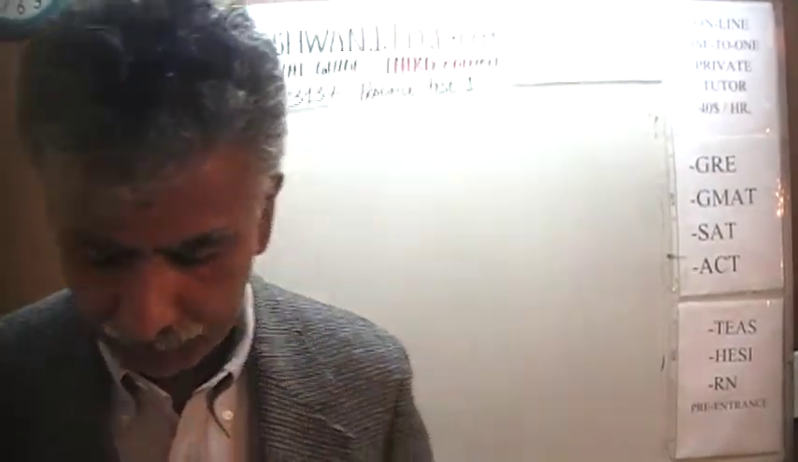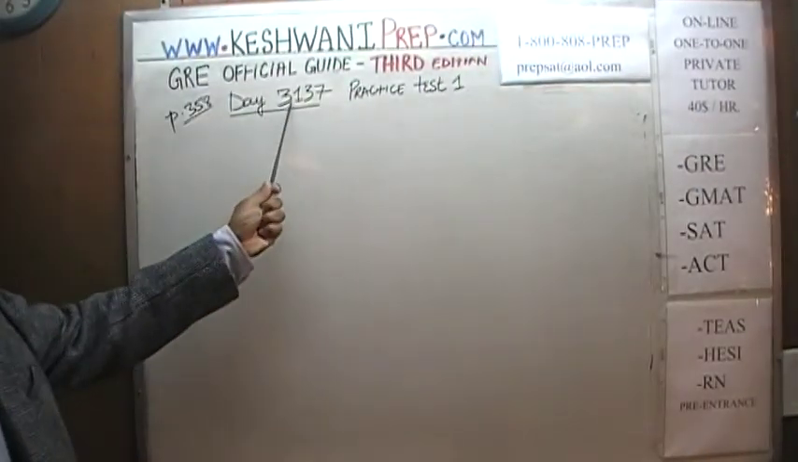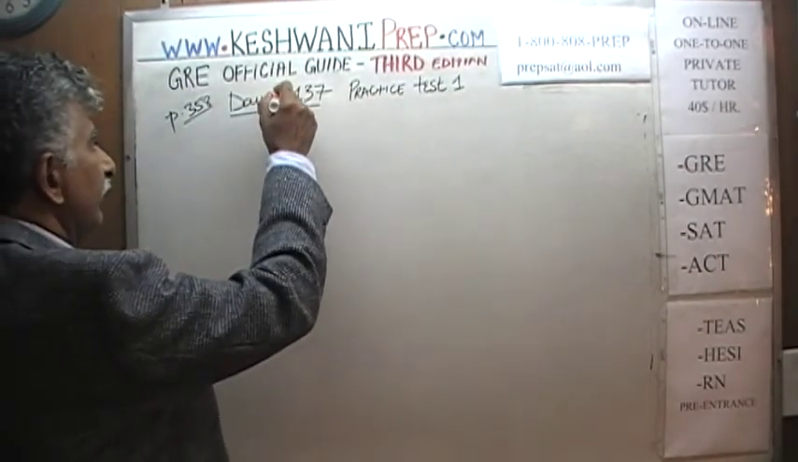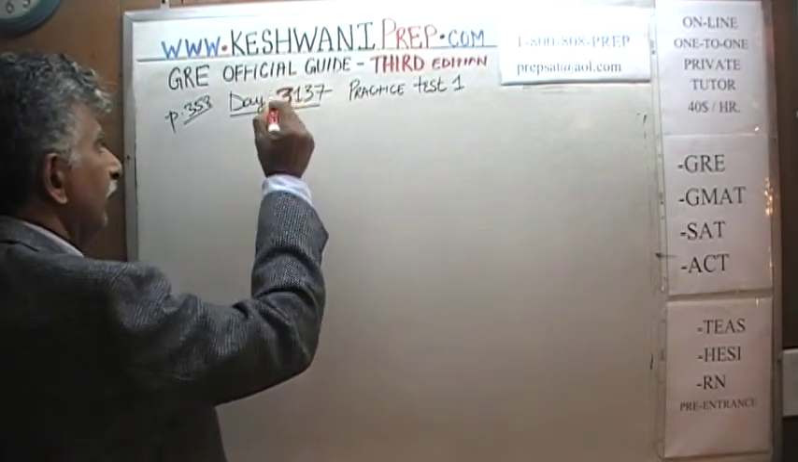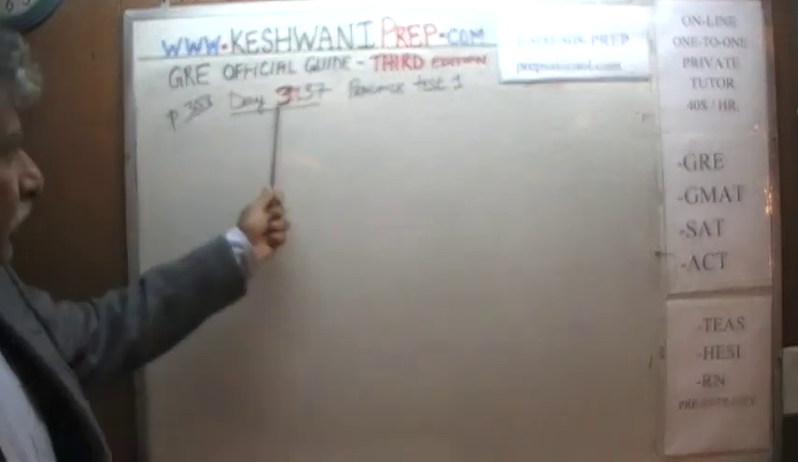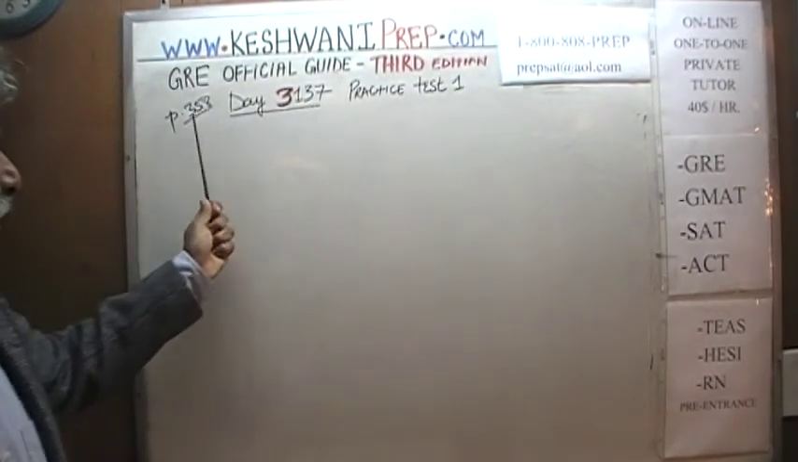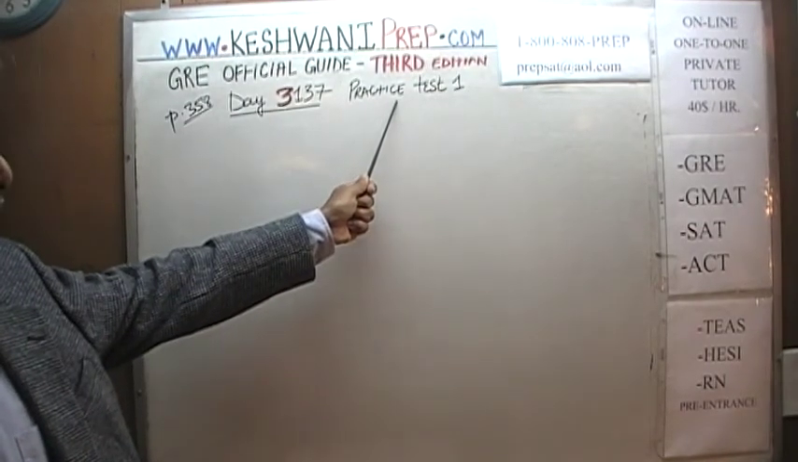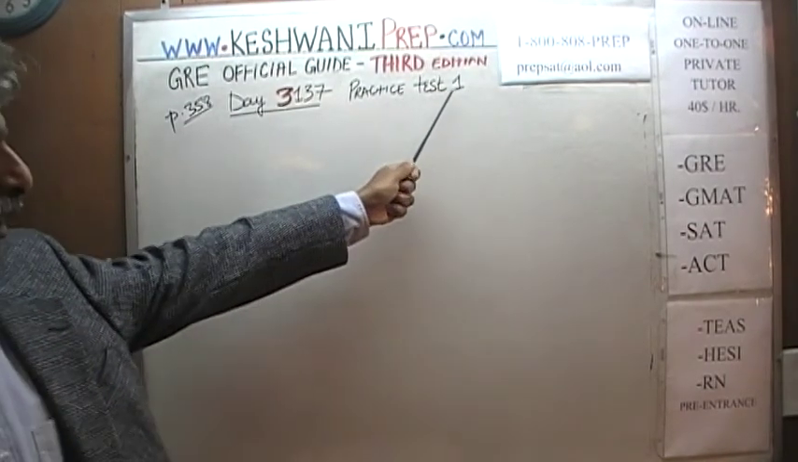Today is our lesson number 137, Day 137 of the third edition series. The three is to signify the fact that we are in the third edition. Day 137, we are on page number 358, in the process of solving problems that you will find in practice test number 1.